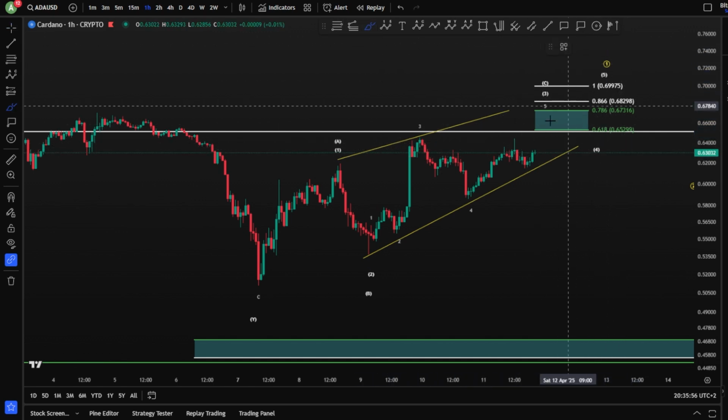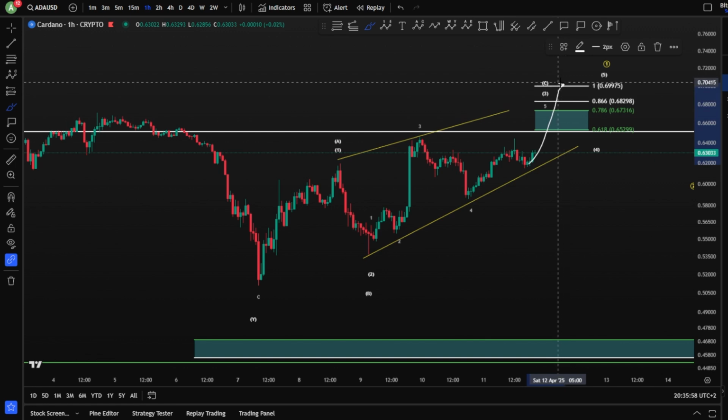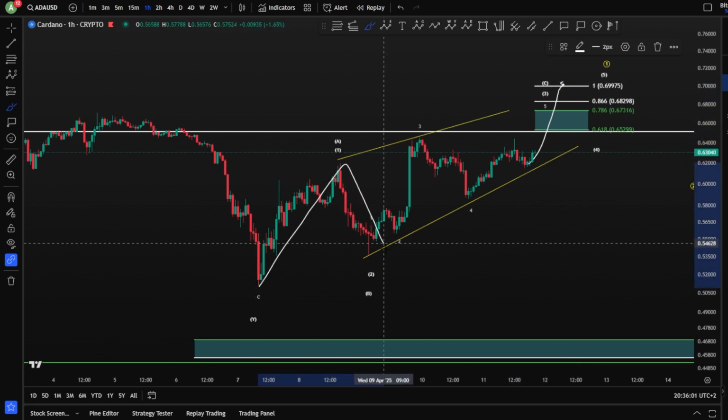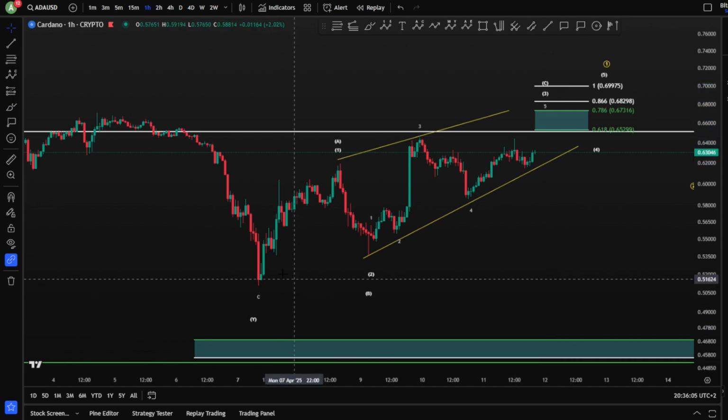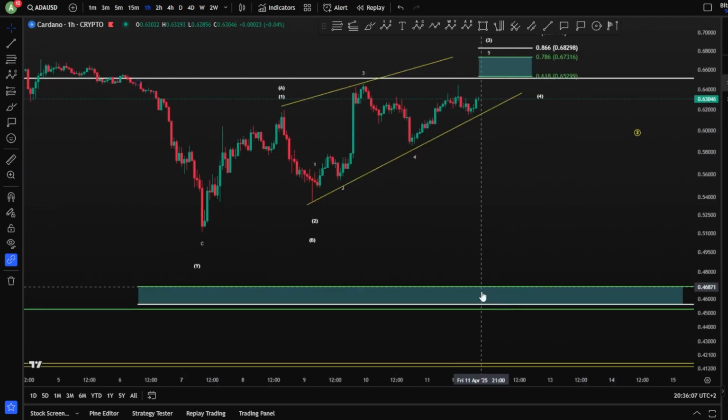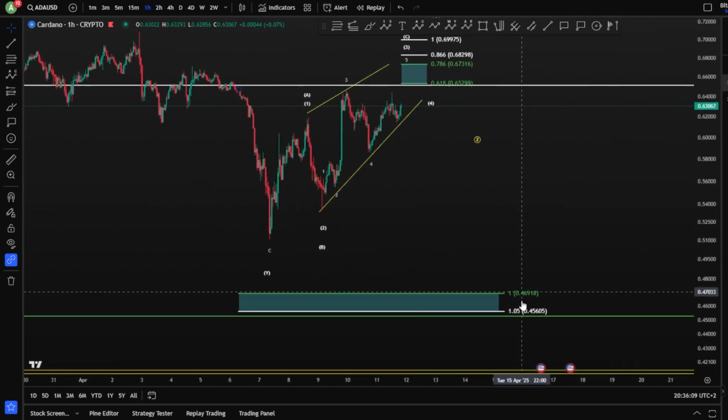Also a possibility is that even if we reach the 1-to-1 level, this might end up an A, a B, and a C, and move lower again, even to take the low here and hit the blue box again between those prices, 0.46, 0.47, and 0.45. Let's take a look at the KGT as well.